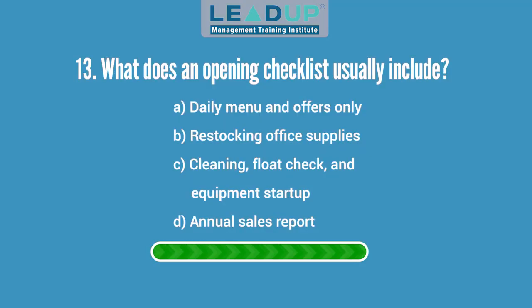Question 13. What does an opening checklist usually include? A. Daily menu and offers only. B. Restocking office supplies. C. Cleaning, float check, and equipment startup. And D. Annual sales report. Answer: cleaning, float check, and equipment startup.